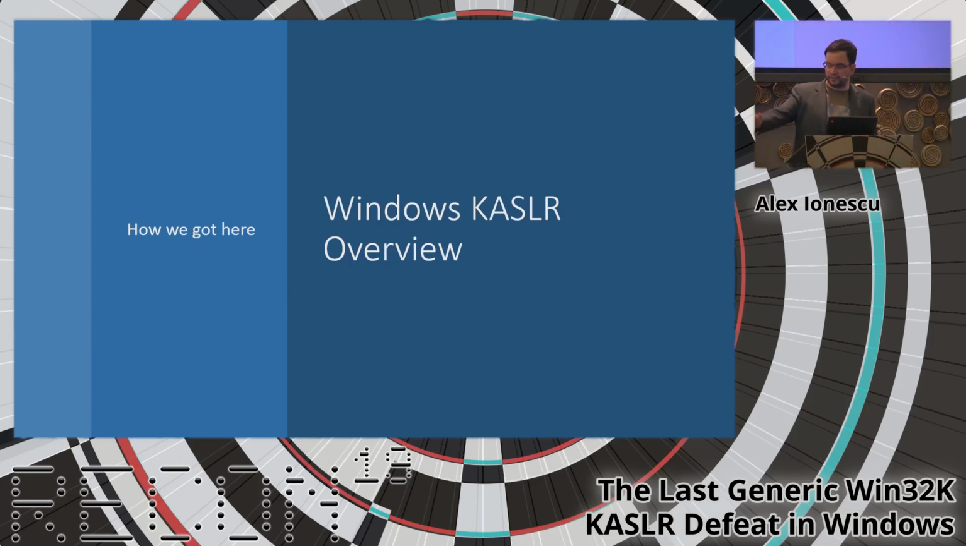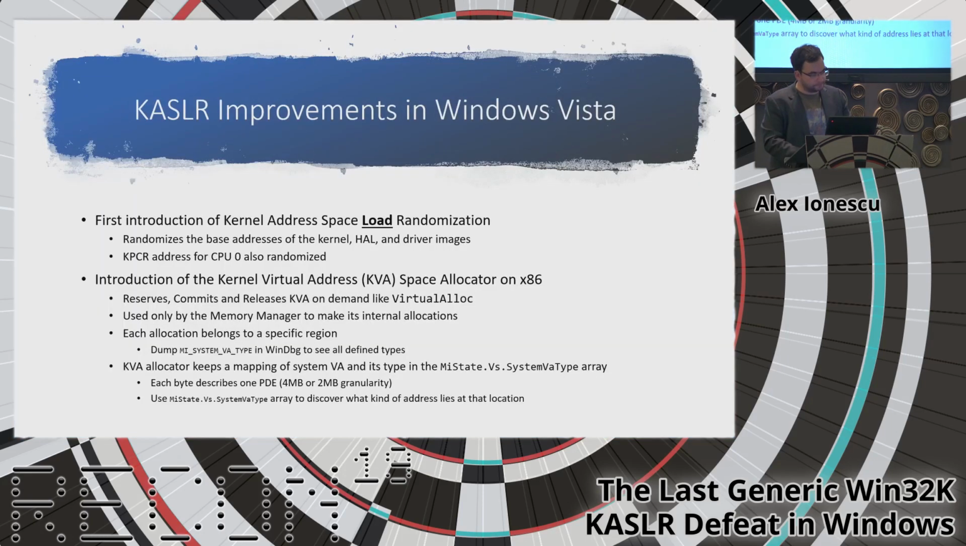So, the story of how Windows kernel address space load randomization evolved. Before Windows Vista, there wasn't really any kernel ASLR or any ASLR whatsoever, so you're talking fixed addresses everywhere. In Windows Vista, Microsoft introduces ASLR and KASLR. But interestingly, if you look at the acronym, it doesn't say kernel address space layout randomization. It says kernel address space load randomization. That tells you that they're randomizing load addresses, but they're not necessarily randomizing all the layout.